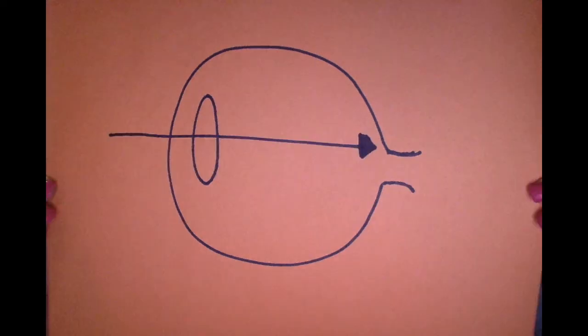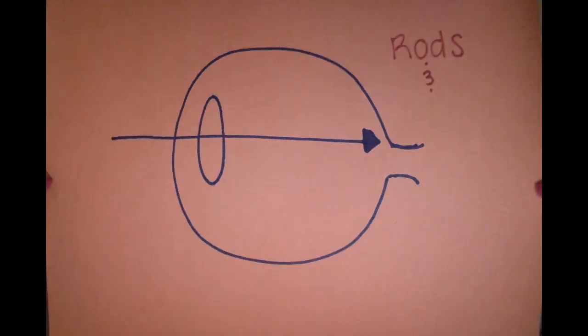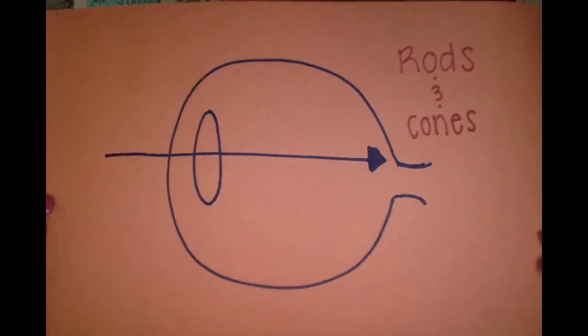Phototransduction is the detection of light and then the eye creating a response. So basically what happens is a photon of light is going to go and hit the back of the retina. Once it hits the back of the retina, it's going to hit two things. It's going to hit the rods and it's going to hit the cones. And these are the receptors that help us to see.